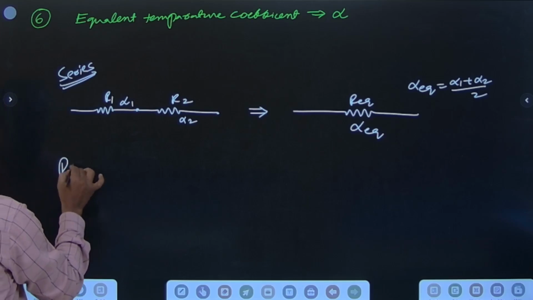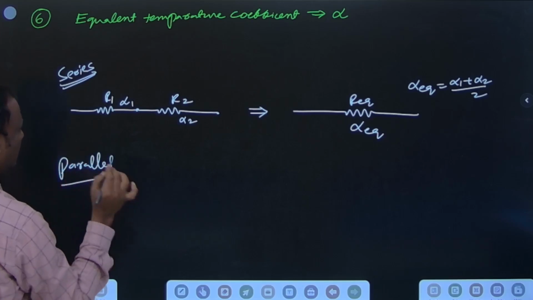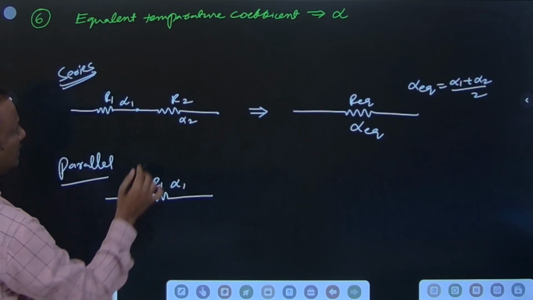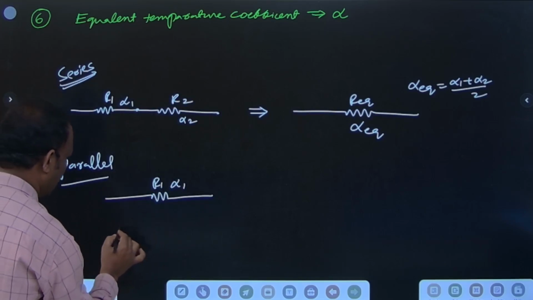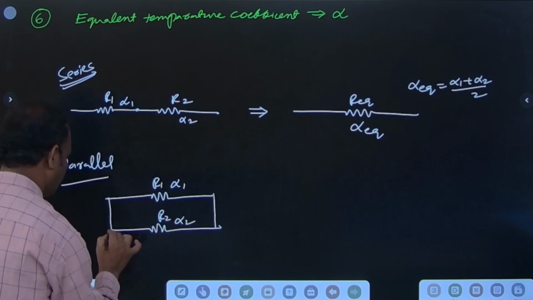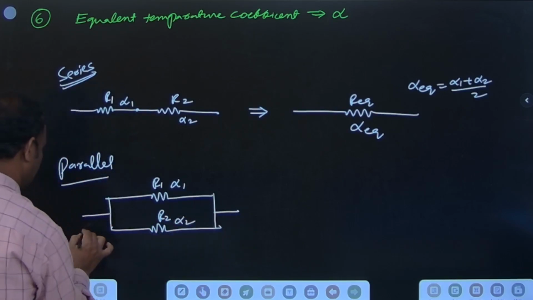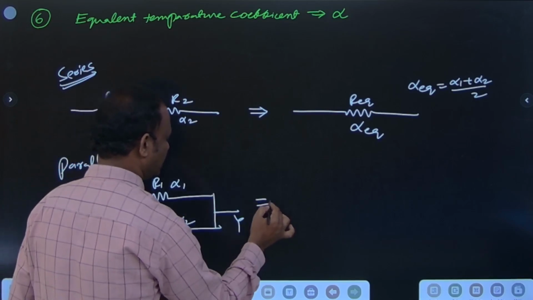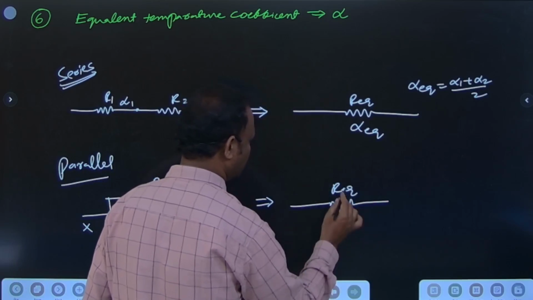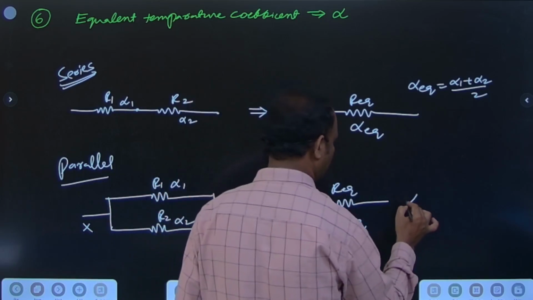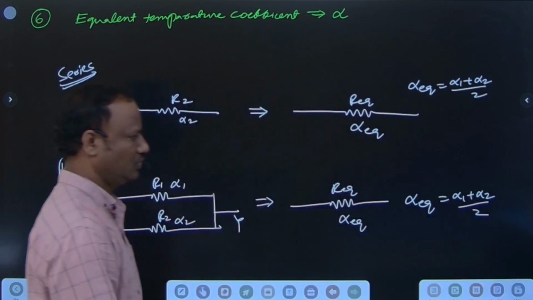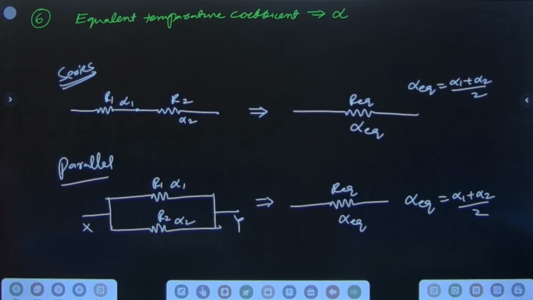So for the parallel combination, the first resistor R1 has temperature coefficient alpha 1. The next one is R2, with temperature coefficient alpha 2. This is X and Y. The equivalent resistor is R equivalent, and next is alpha equivalent. Alpha equivalent equals alpha 1 plus alpha 2 by 2 for both series and parallel combinations.